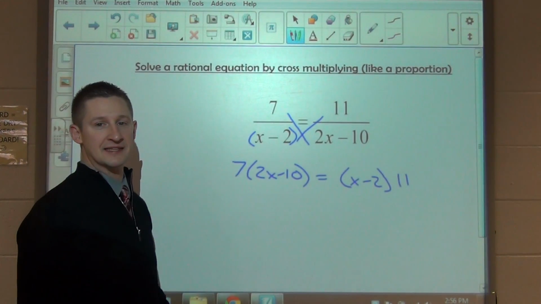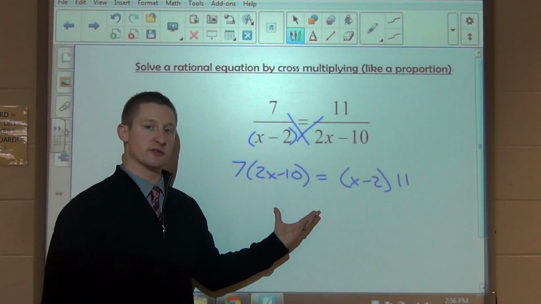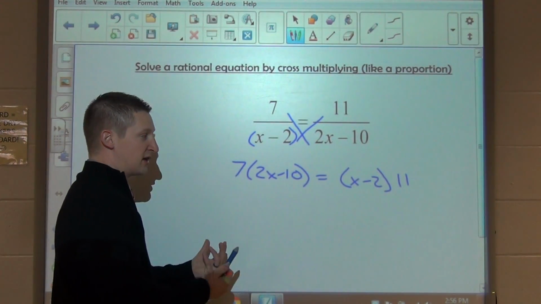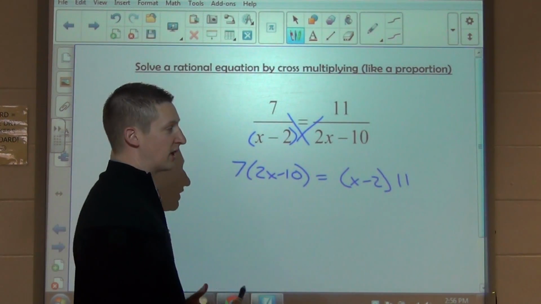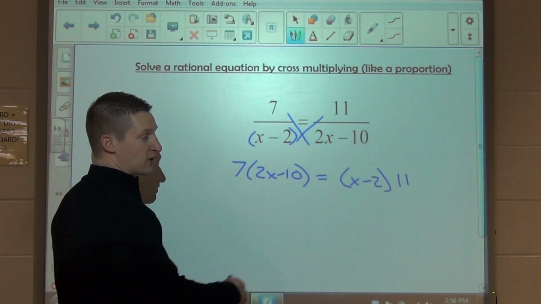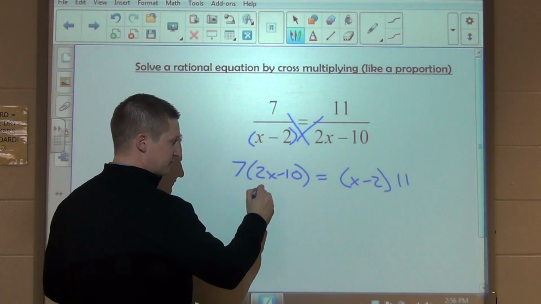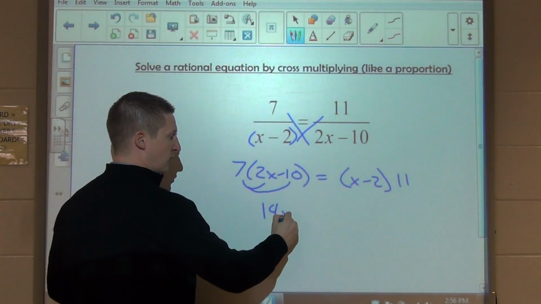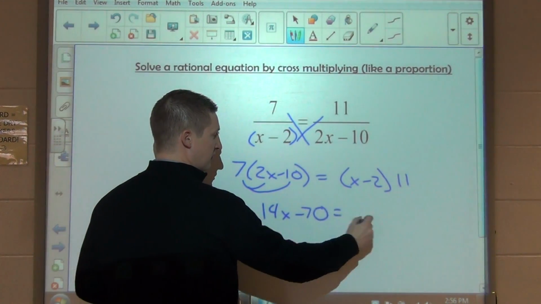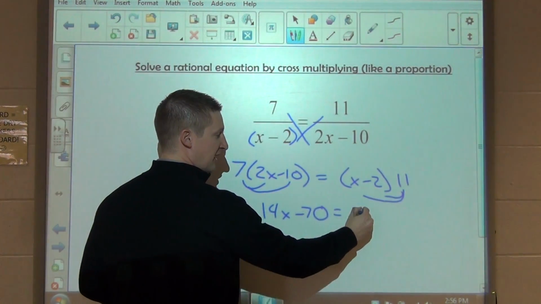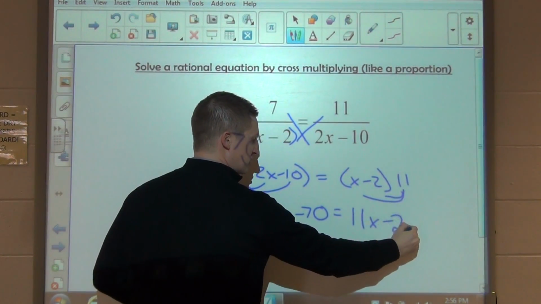Now what I have is a linear equation that looks a lot easier to solve. So now I'm going to use any kind of method that I've learned in the past in pre-algebra, algebra 1, or earlier in algebra 2 in order to solve for x. I will get rid of parentheses by distributing. So I distribute the 7 to get 14x minus 70. On the right side, I distribute the 11. It turns into 11x minus 22.